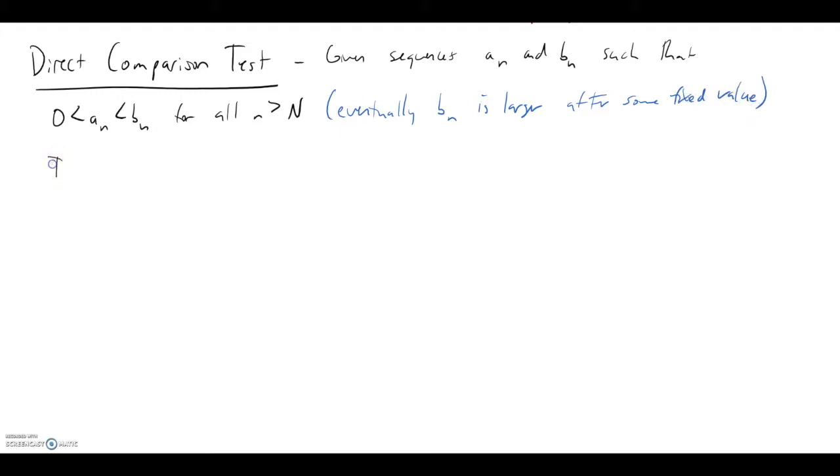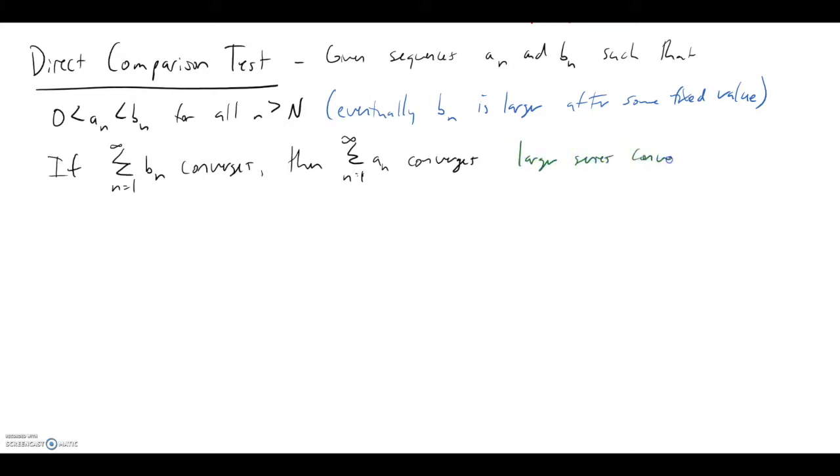And how the test works, it states that if the infinite series for b sub n converges, then the infinite series for a sub n must also converge. And put more simply, if the larger series converges, the smaller series must converge. If the larger series has a sum that's a finite value, anything smaller must also have a sum that's a finite value.